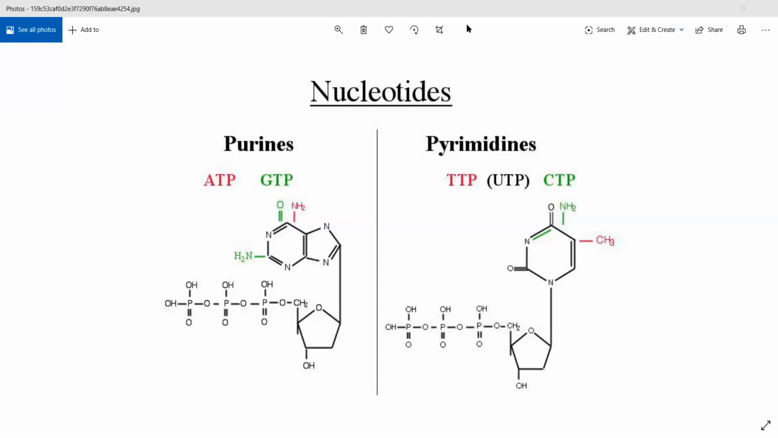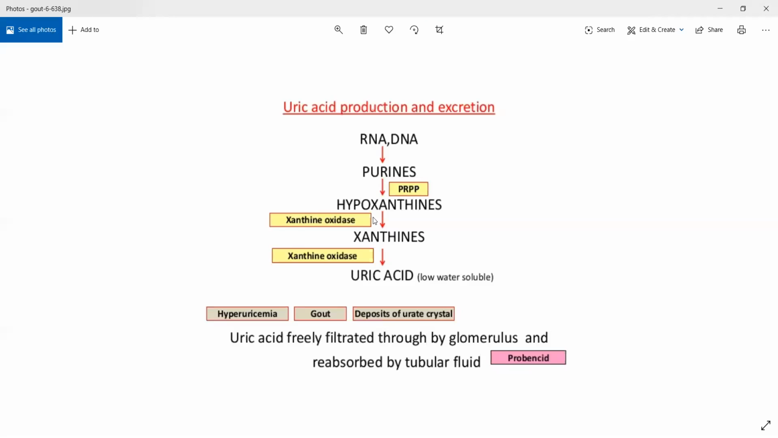So when I break down purines, or when I break down RNA and DNA specifically, I will get purines. From purines, I can break down further into hypoxanthines, xanthine products. Hypoxanthine products will undergo oxidation using xanthine oxidase to form xanthines, and xanthines in turn will undergo oxidation again to form uric acid. Some of the uric acid will be excreted out, the rest of it will be filtered and reabsorbed into your tubular fluid, where it will be responsible for other activity.